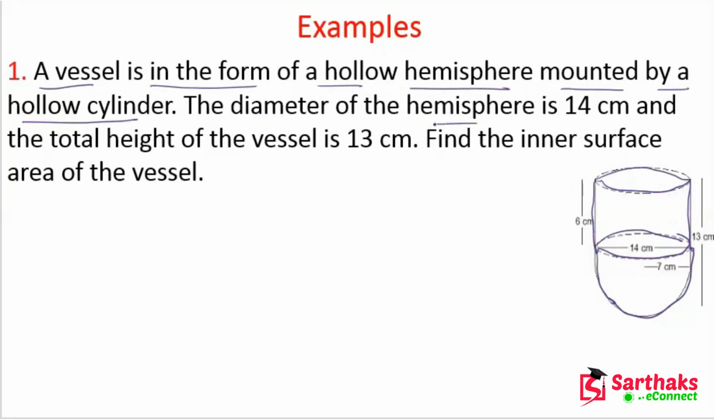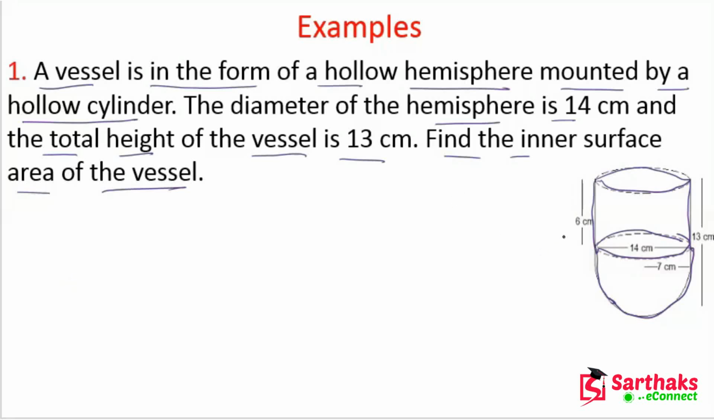The diameter of the hemisphere is 14 centimeters, and the total height of the vessel is 13 centimeters. Find the inner surface area of the vessel. We have to find the inner surface area of the vessel.